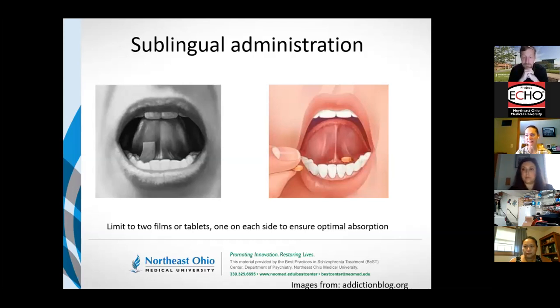It does take some time. The film breaks down relatively quickly. The tablets may take upwards of a half an hour in some cases to break down. And patients occasionally will report a grainy texture. So some of the filler ingredients that are used in those tablets are left over. That's really the sandy, gritty feeling that they may experience, which may be a little bit uncomfortable.